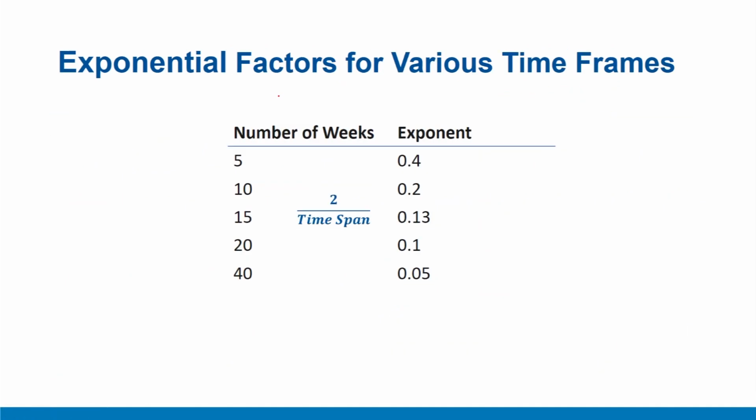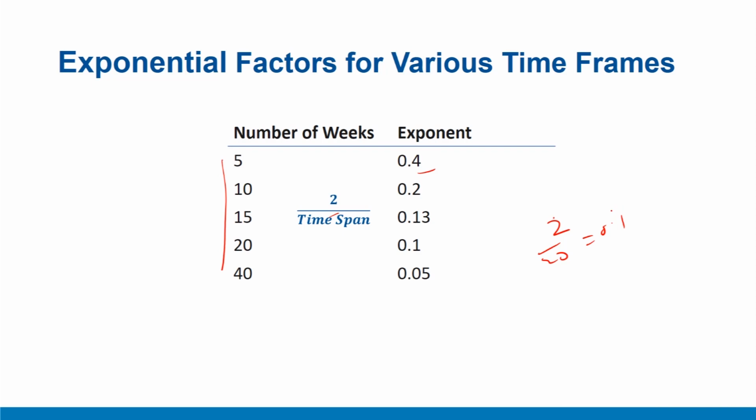Another very important aspect here is the choice of exponent. The correct exponent for various time spans are shown here by using this formula, 2 upon time span. On the left we have the number of weeks, and 2 divided by time span will give us the exponent. Time periods have been chosen as weekly. In effect, however, the exponent of 0.1 can be used for any measure of 20 days, whether it is month, week or anything. So 2 upon 20 would give us 0.1.